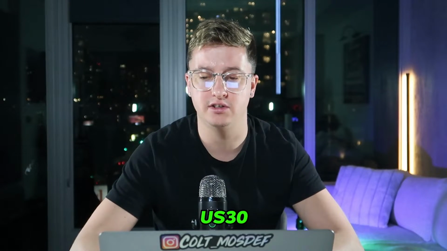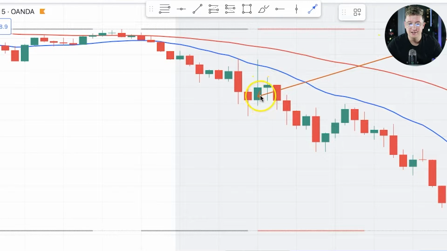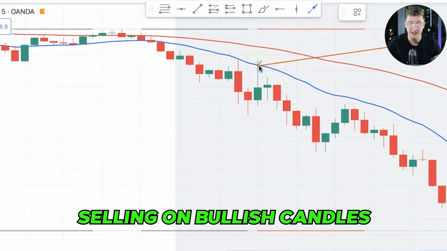Now let's go to US 30 and let's see if we can find another setup with the 20 EMA. What do we have right here? We have this bullish candle, and like I mentioned a second ago, we want to be selling on up candles, bullish candles, and we want to be buying on bearish candles.